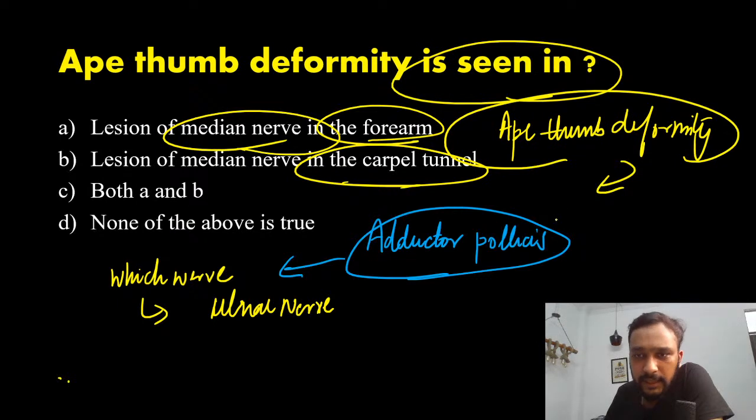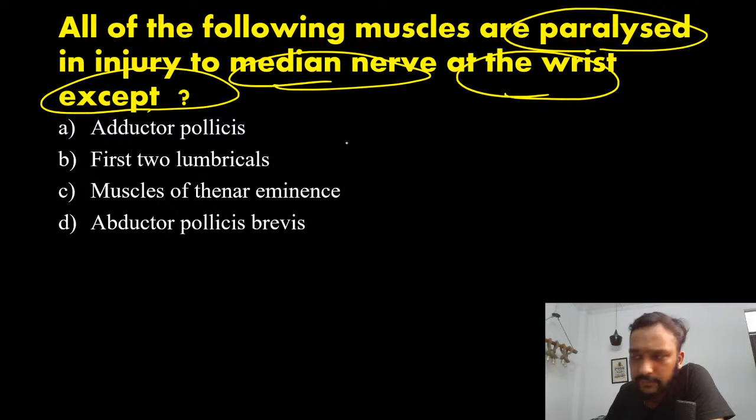Because of the unopposed action of the ulnar nerve. Right? So all of the following muscles are paralyzed in injury to the median nerve at the wrist except your adductor pollicis muscle. Okay, right.